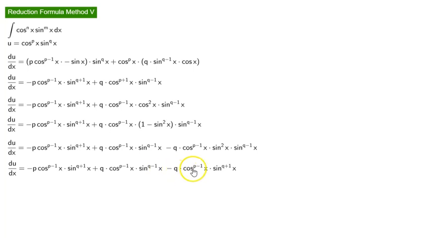Simplifying it further, we get sin to the power of q plus 1 x. Now, like terms: we have minus p and minus q, both are minus, so we take the minus out. So minus (p plus q) cos to the power of p minus 1 x times sin to the power of q plus 1 x, plus q times cos to the power of p minus 1 x times sin to the power of q minus 1 x. Okay, we have reached this stage.